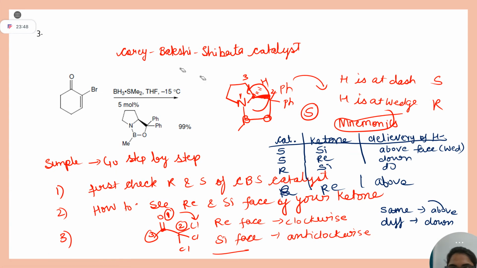Let me erase this part. But it can't be erased. Okay, no issue. What happens, students? This is your BH3. BH3 is Lewis acid or base? BH3 is your Lewis acid. Obviously, it will go to boron. H, H, H. So one thing is clear, your hydride will be coming from this BH3.